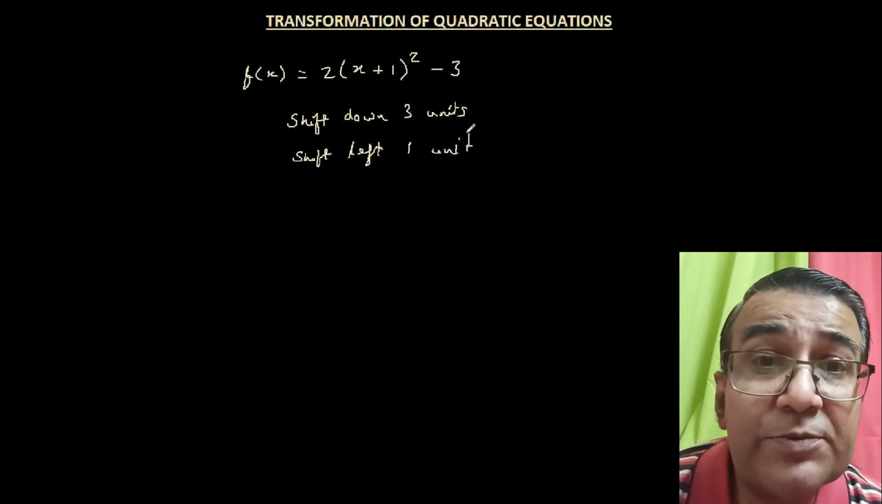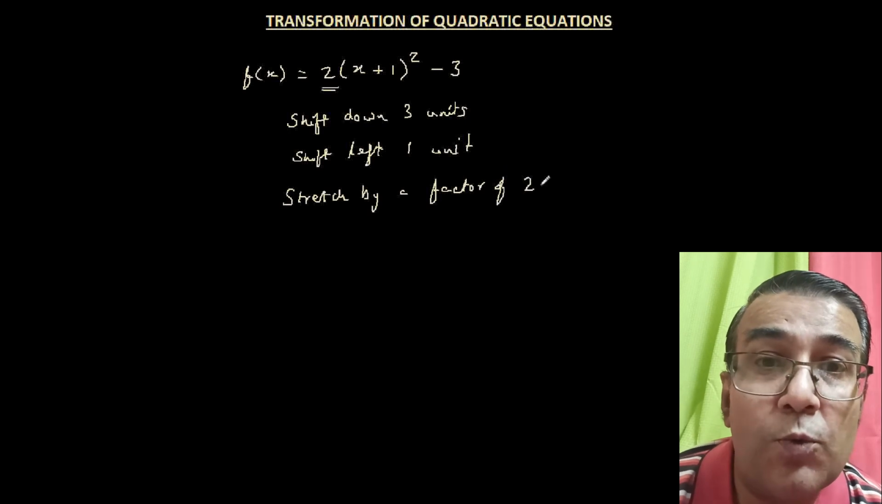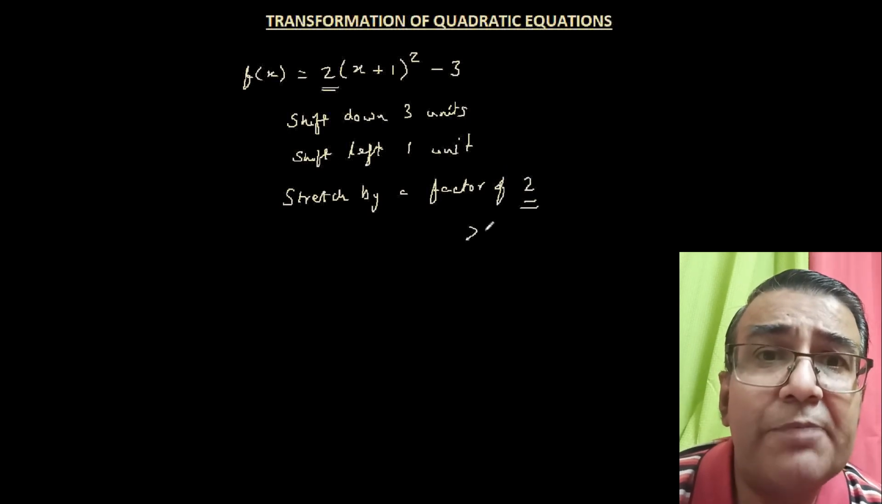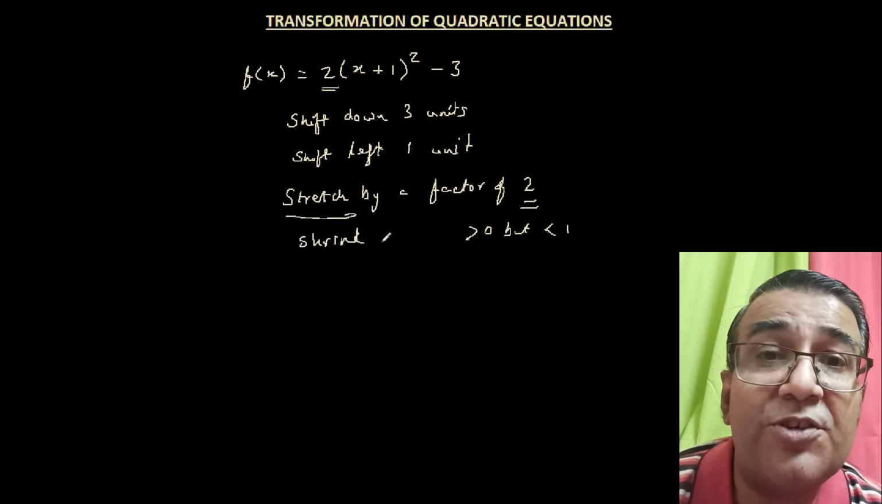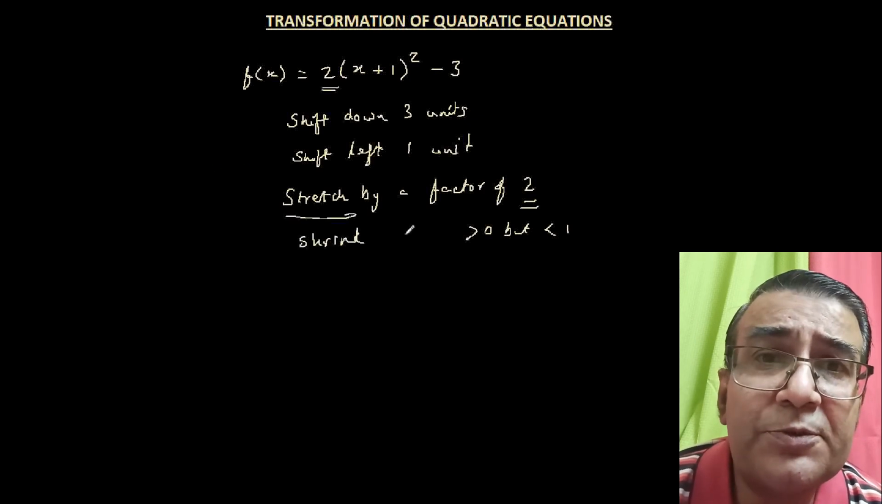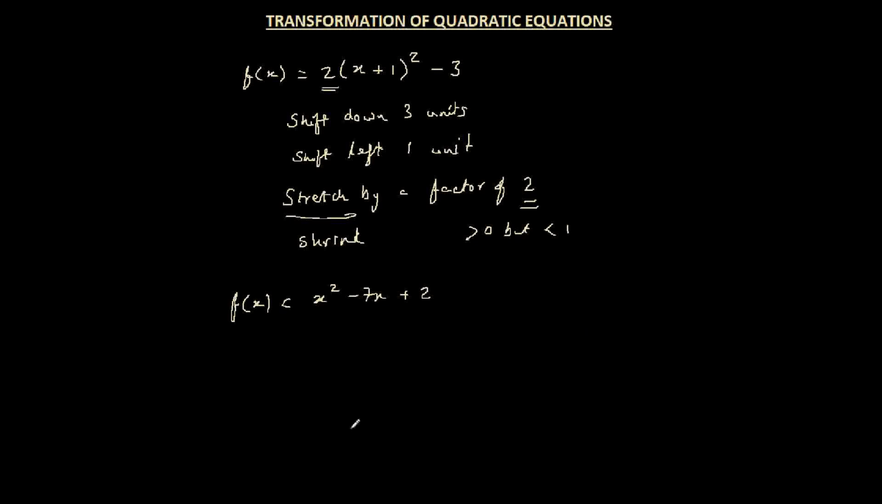And because 2 is being multiplied to the squared function, that means it will have a stretch. It will become narrower by a scale factor of 2. But if a, this number, had been less than 1 but greater than 0, then it would have been called a shrink. Now, what do you think would be the transformations in a function like f of x is equal to x squared minus 7x plus 2? Well, stumped you, didn't I? Yeah, it's kind of confusing because this we haven't done so far.